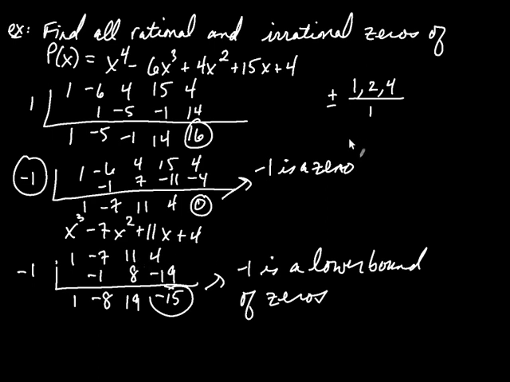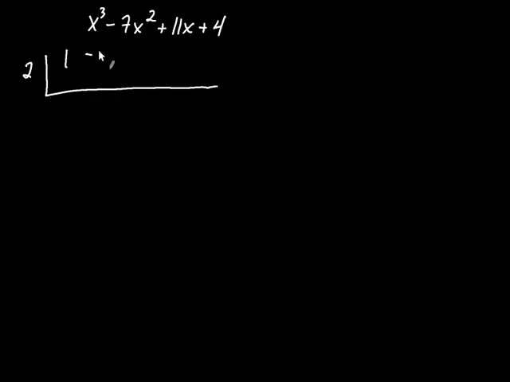So let's go on. Let's keep thinking about rational zeros. Let's think about 2. So I tested 1 and negative 1. Now let's test 2. Let's do that on the next page. So we're testing zeros of this, and we're going to test 2. Right, that's the polynomial that we reduced it down to. So 1, negative 7, 11, and 4. So it's going to be 1, negative 5, 1, and 6. Okay, and that's not 0, which means that 2 is not a 0.